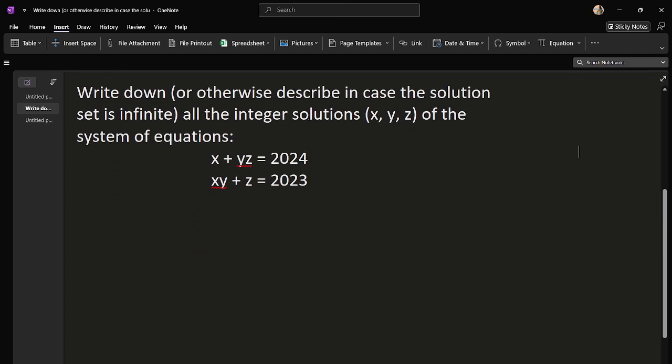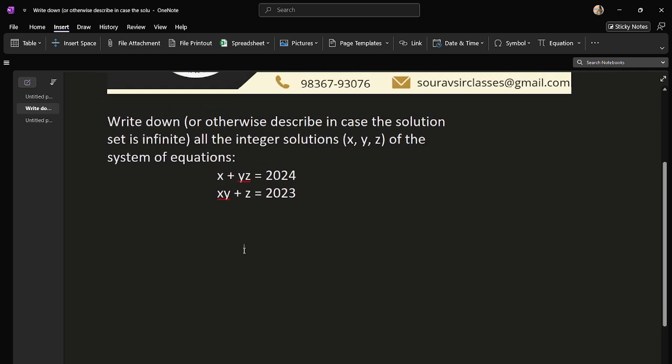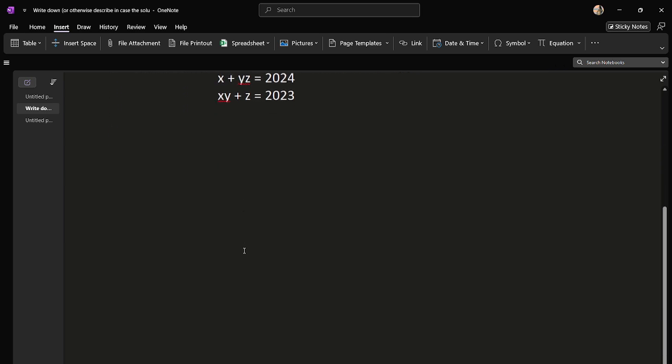Okay. So now we are going to solve a problem which appeared in our NBHM 2024 previous year questions. This question is telling us to write down, or otherwise describe in the case the solution set is infinite, all the integer solutions, which is in the triplet form (x, y, z), of the system of equations x plus yz equals 2024 and xy plus z equals 2023. So we are tasked to get the integer solutions of this given system of equations.